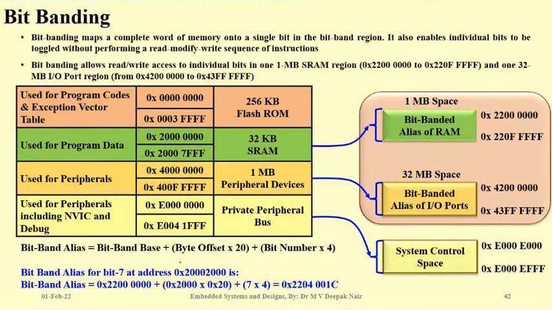Similarly, you can calculate any other region for bit banding. First you must know the base address. These are the things to remember. When we see the memory in total, things will become much clearer. Don't worry, but please keep note of this equation: bit band base address, plus byte offset multiplied by 20, plus the bit number, whichever bit you are trying to map, multiplied by 4, will tell you the bit band alias address.